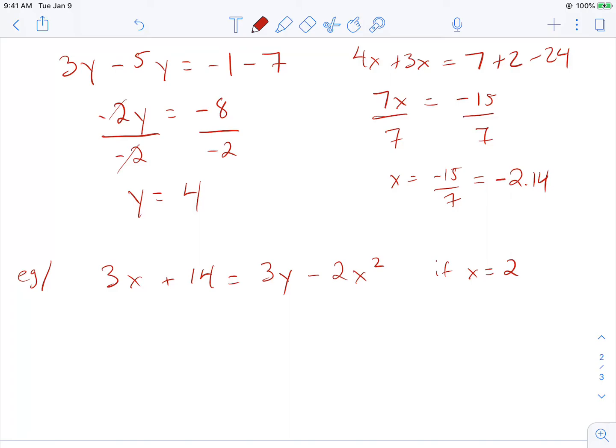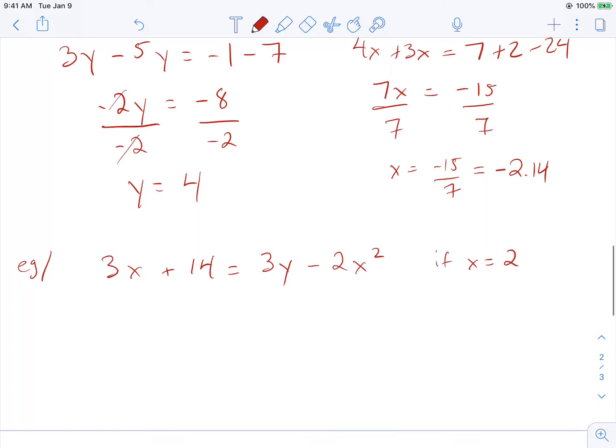So can we do that? So what we're doing here is we're actually going to take that number that I've given you for x and we're going to plug it into the equation. Now whenever you insert this number, x equals 2, into our equation, we have to make sure we are following some steps. So 3, and now we have x, but now I know my x equals 2. So instead of writing x, what I'm going to do is I'm just going to put in brackets my 2 there. Plus 14 equals 3y. I have no idea what y is. That's what we're trying to solve. Minus 2, and then I have an x there, so I'm going to put in brackets my 2 squared.